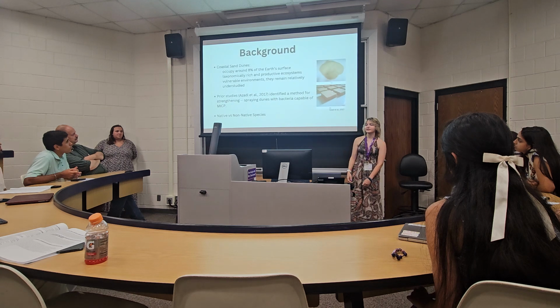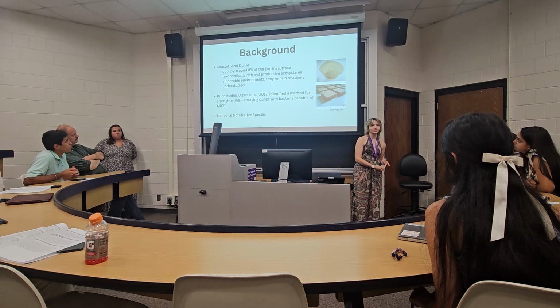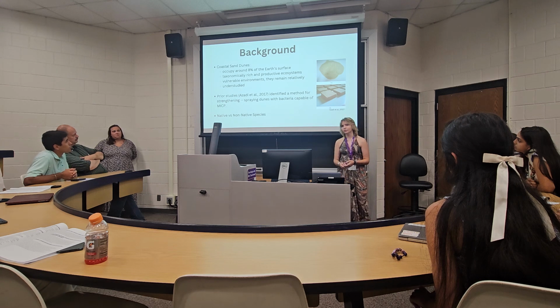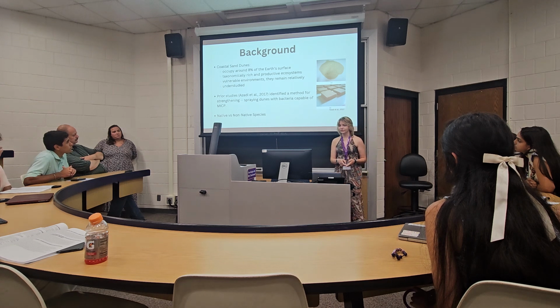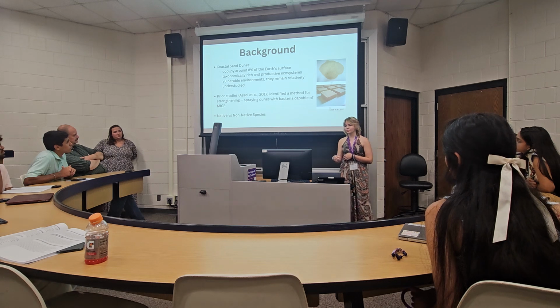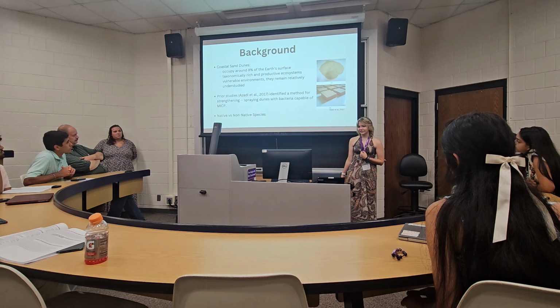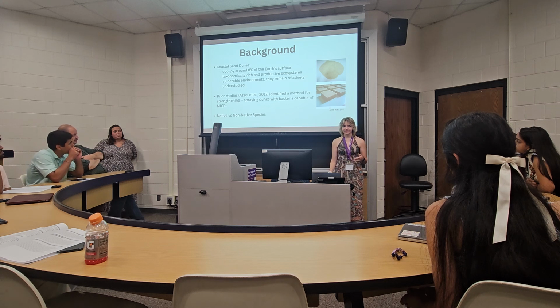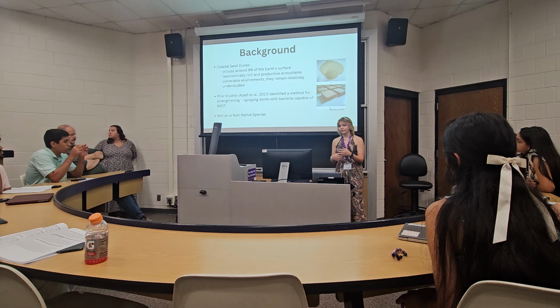A little bit of background: coastal sand dunes occupy around 8% of the Earth's surface and are taxonomically rich and productive ecosystems. They are vulnerable environments and remain relatively understudied, and prior studies of MICP in coastal sand dunes have identified a method for strengthening dunes by spraying them with bacteria capable of MICP. My concern with this prior study is that they didn't use a native species and could have used a non-native species, which has a risk of becoming invasive in an environment.